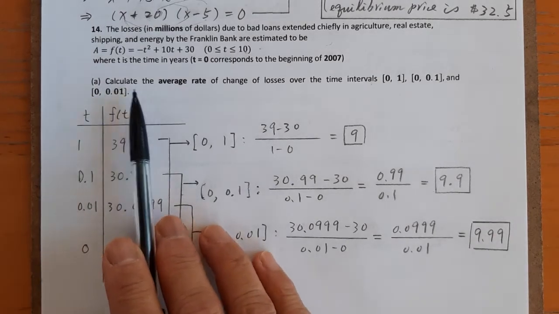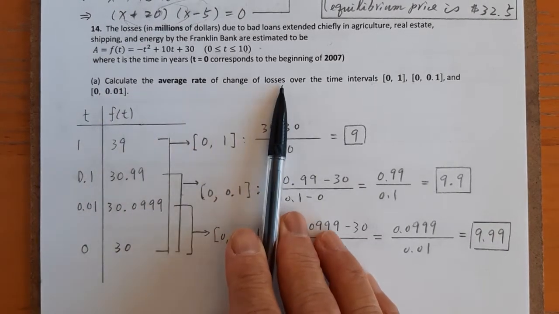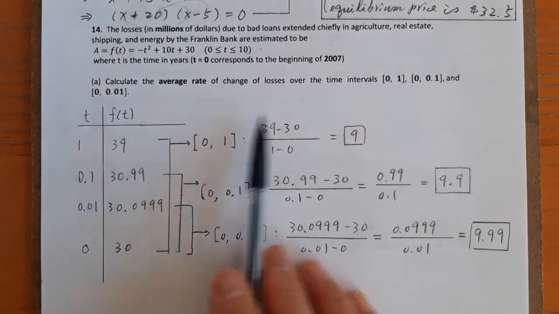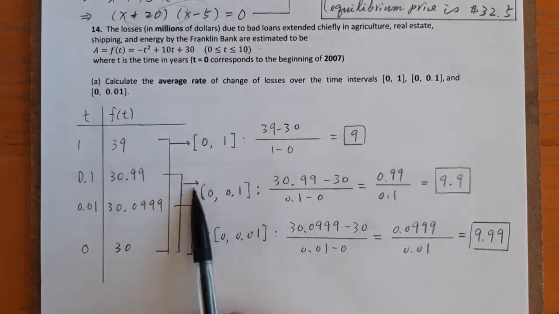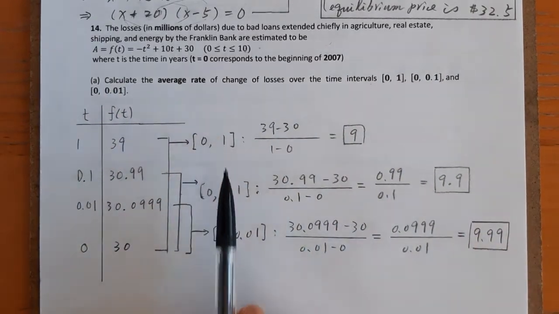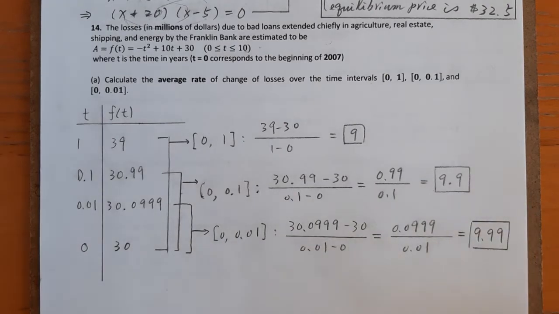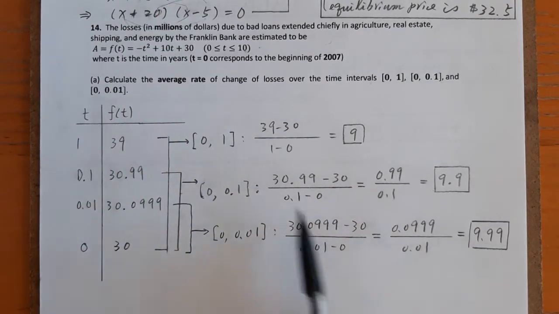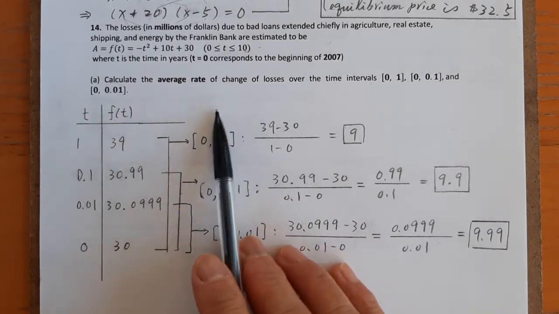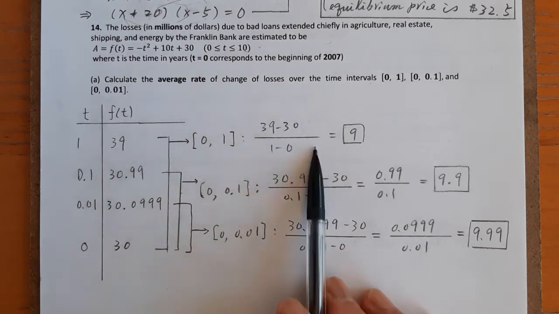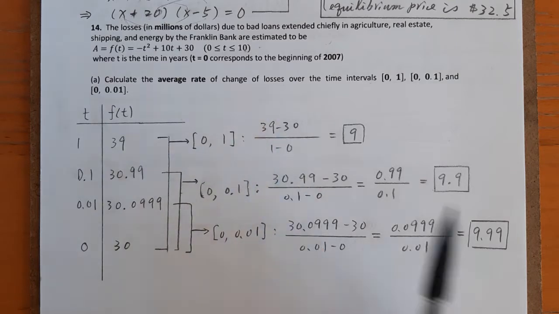A, calculate the average rate of change of losses over the time interval. From 0 to 1, that's one interval. From 0 to 0.1, that's the second interval. And from 0 to 0.01, the third interval. So let's figure out each interval. For each interval, the average rate is the y value change over the x value change, just like the slope formula.